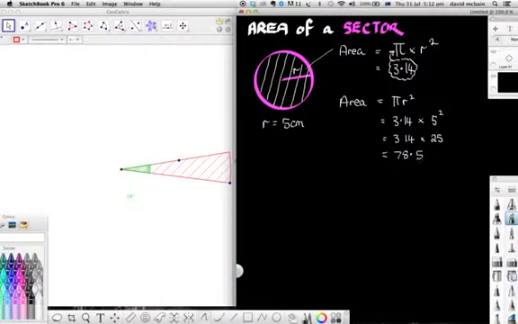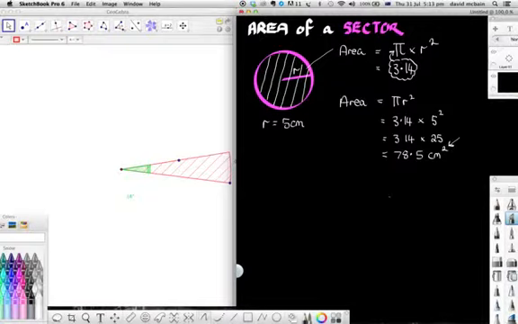Because we're talking about area, and because the radius was in centimeters, the units will be centimeters squared. And just to remind you, whenever we're talking about area, it'll always be the unit squared. So if this was measured in meters, then the answer would be meters squared, or if it was millimeters, it would be millimeters squared. Okay. So that's how we work out the area of a full circle.